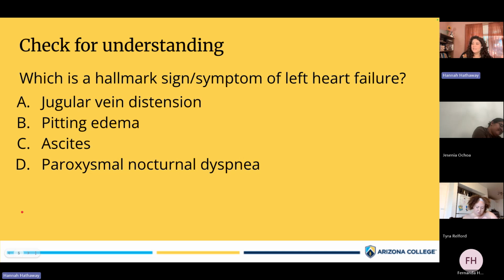Okay, so we're going to do a couple little check for understanding questions here. Just think about it for a second, don't say it. Which is a hallmark sign or symptom of left heart failure?